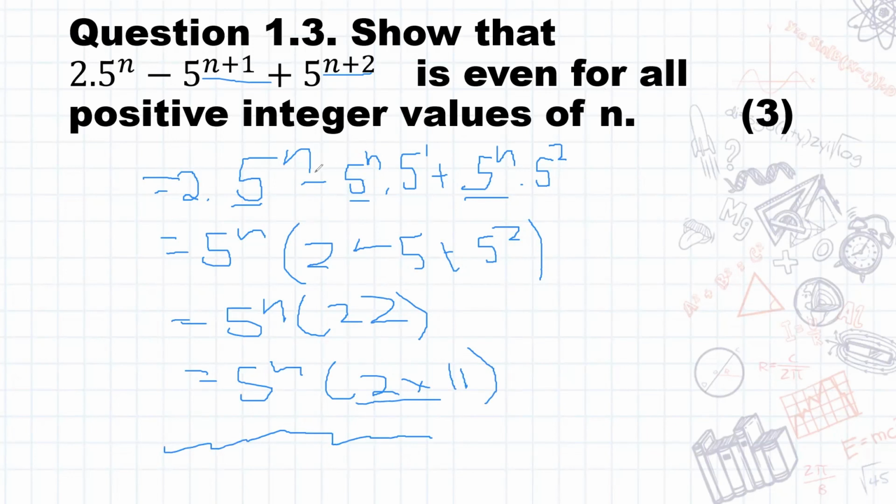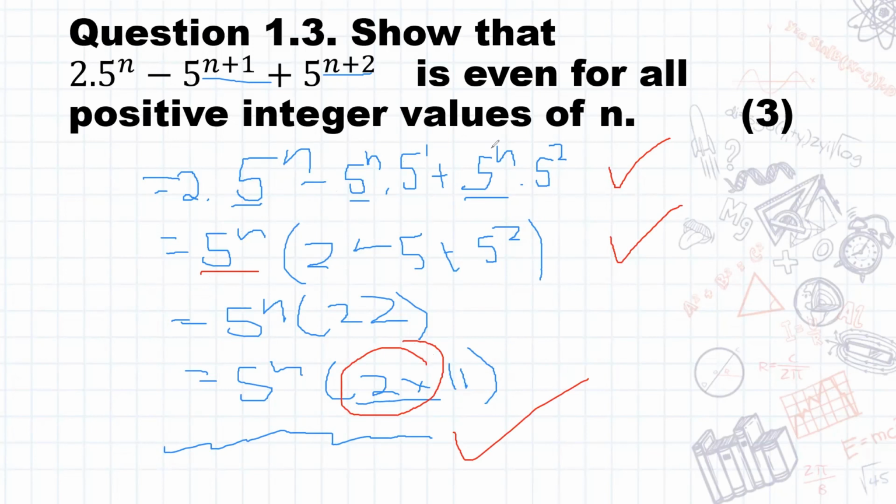So you've got 1 mark for breaking up your exponents. Then you've got 1 mark for taking out a common factor, and then 1 mark for actually explaining about the multiplication by 2 and making it an even number.